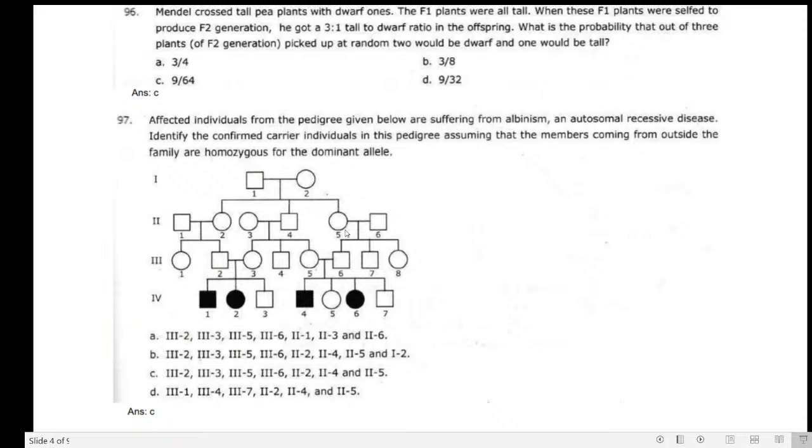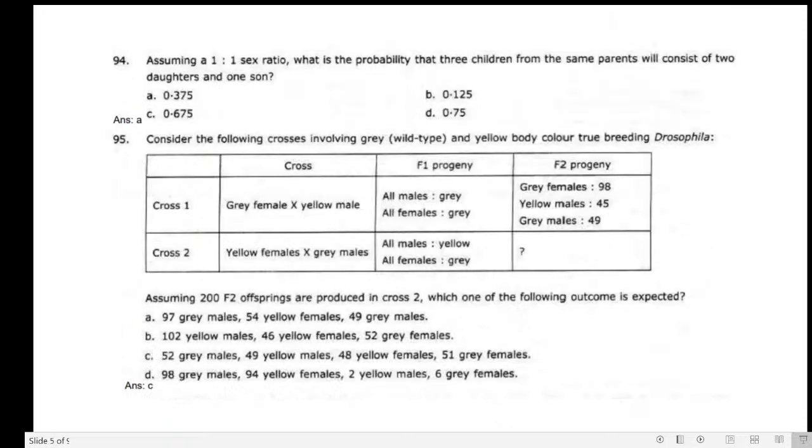Okay, we just want to understand who are all dominant. Those coming from outside the family are homozygous for the dominant allele. They make a higher involvement. Next, just think about this.